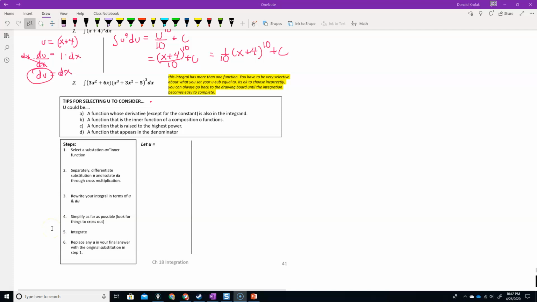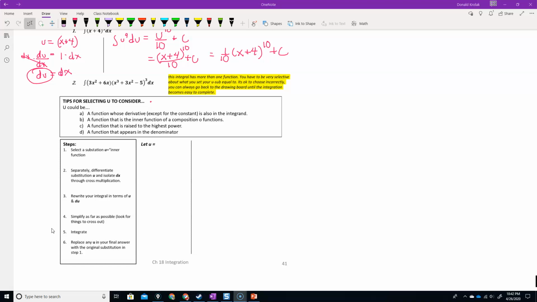Okay, so the next one, now we've got a much more involved expression that we want to find the antiderivative of. I wrote down some steps here to help guide you through it. When you have more than one function, you have to be very selective about what you set your u sub to equal. Sometimes you'll do it incorrectly and you won't get anywhere, and you'll have to come back and redo it. I'll show you what I mean by that in just a minute.